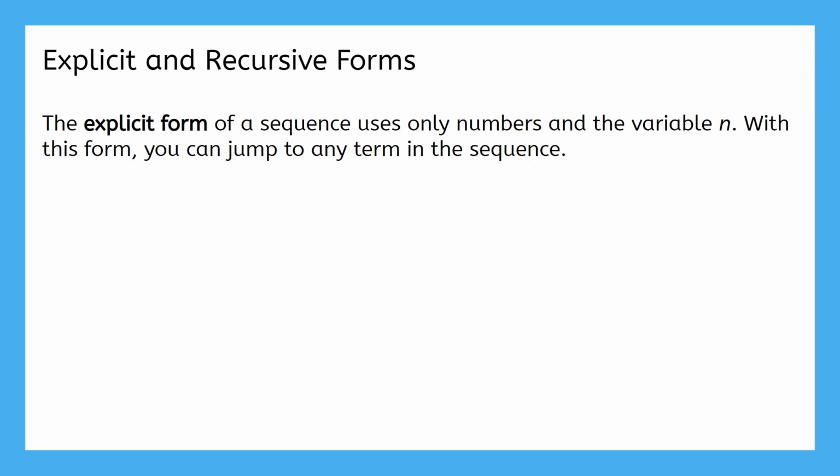Sequences are often written in either explicit form or recursive form. The explicit form of a sequence uses only numbers and the variable n. With this form, you can jump to any term in the sequence. For example, these two sequences are in explicit form. Notice that they're defined by a formula for a sub n that only involves numbers and the variable n.